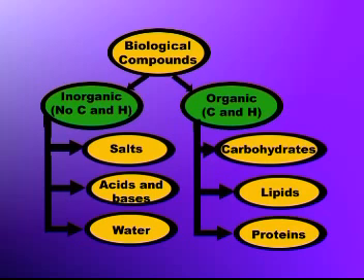Biological compounds can be divided into two groups: inorganic and organic. Inorganic compounds do not contain carbon and hydrogen. The most important inorganic compounds in living cells include water, salts, inorganic acids, and bases. Organic compounds contain carbon and hydrogen and include carbohydrates, fats, proteins, vitamins, and so forth.